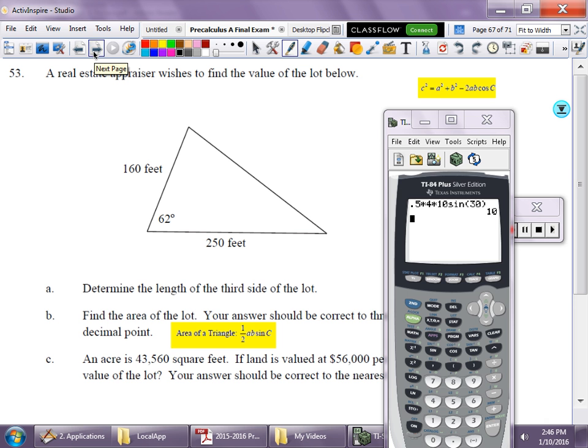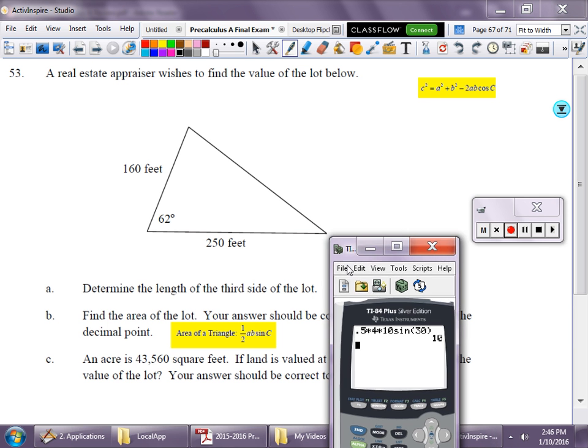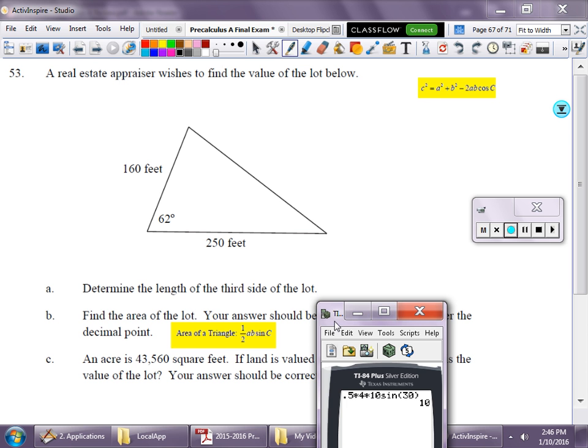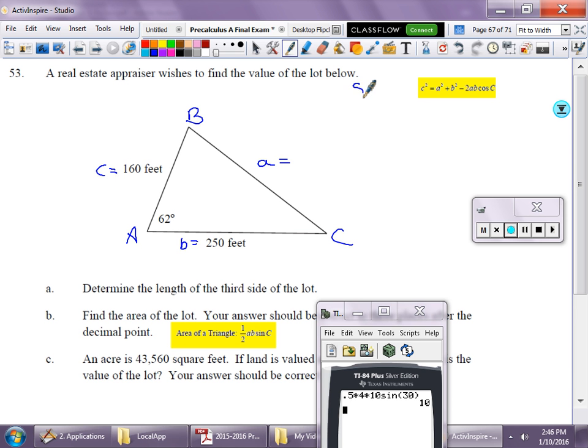Next problem. Okay, a lot of stuff going on here. First thing you want to do is draw your triangle. So this is A, B, C, A opposite B, opposite C. Alright, we have side, angle, side. You have to use the law of cosines.